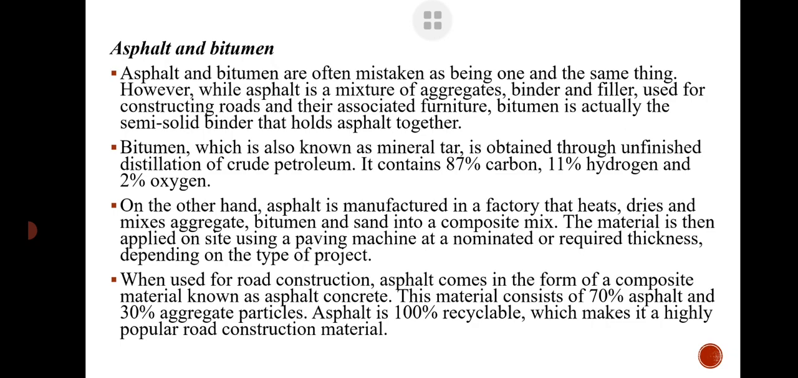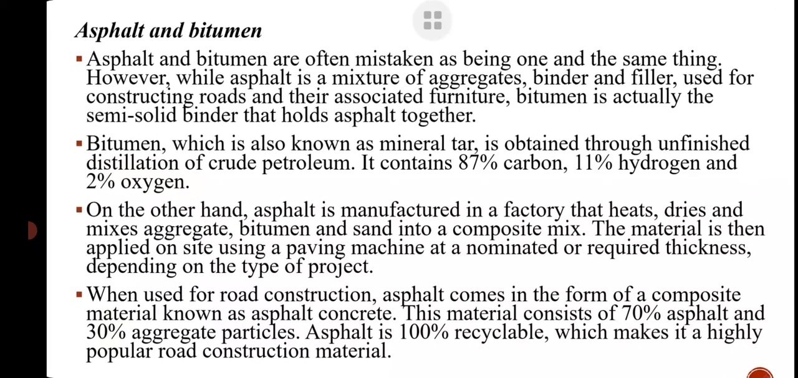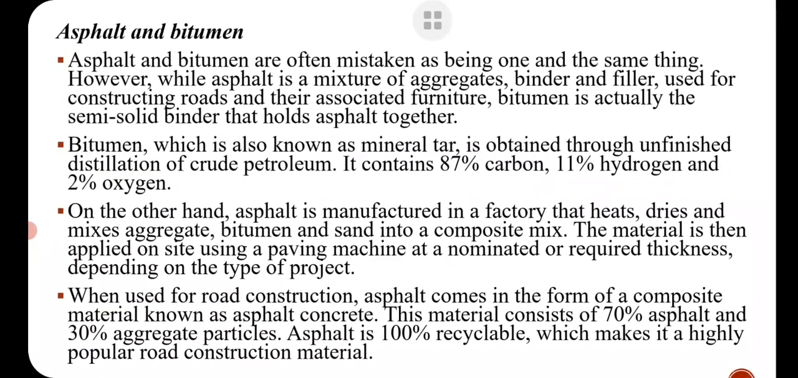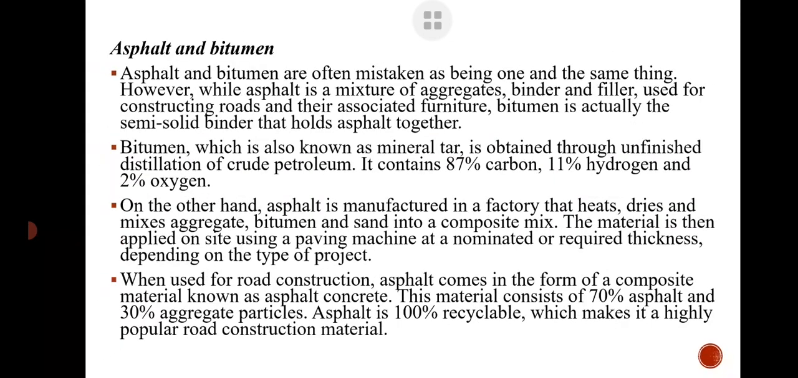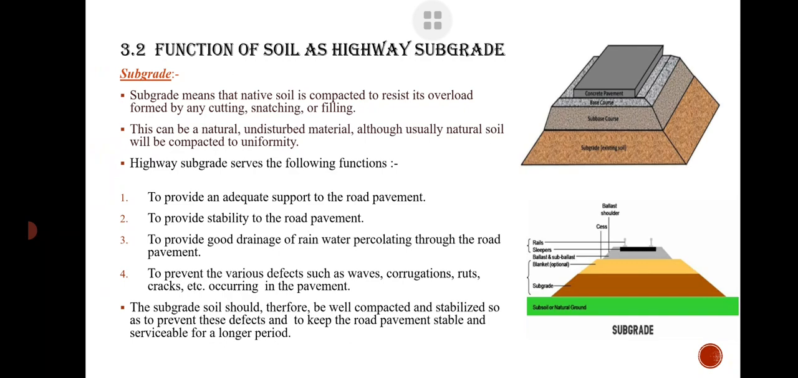Next, coming to asphalt or bitumen. Asphalt and bitumen are often mistaken for one and the same thing. However, asphalt is the mixture of aggregate, binder and filler used for constructing roads and their associated furniture, while bitumen is actually the semi-solid binder that holds asphalt together. Means bitumen is the binder which holds the asphalt and aggregate together. And using bitumen we construct a flexible pavement.